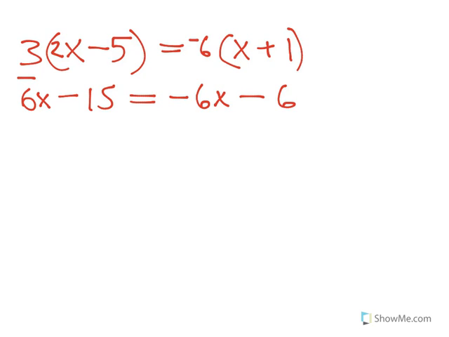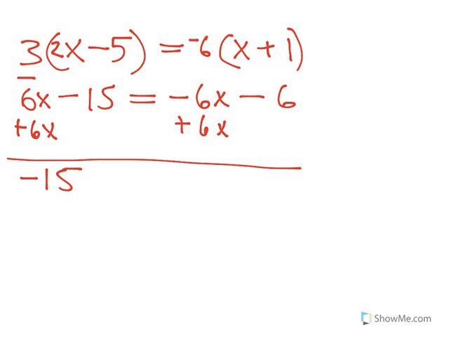So now I have to figure out which one of these sides I want to get the x's on. I'm going to do that by adding 6x over here, adding 6x over here. When I do that, I end up with -15 plus 12x is equal to 0 minus 6, because this cancels out. Let me rewrite that out. That makes it a little bit easier to understand.